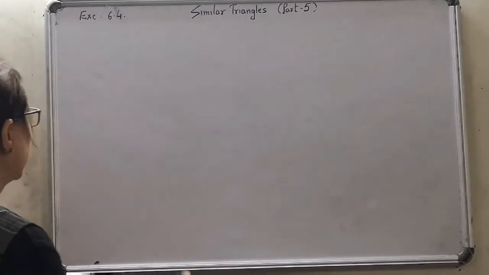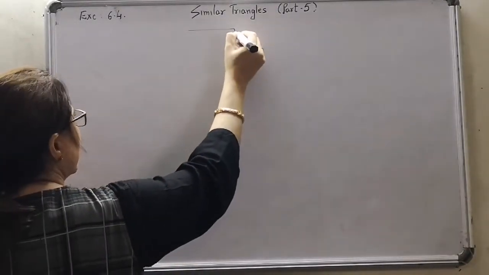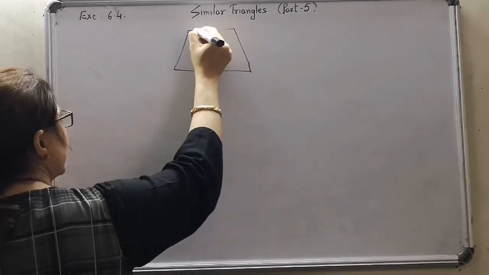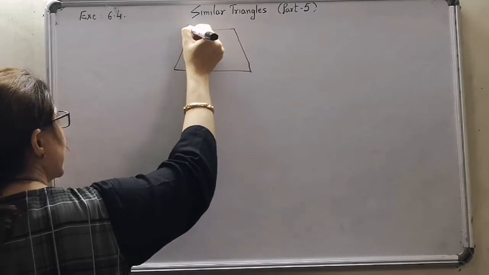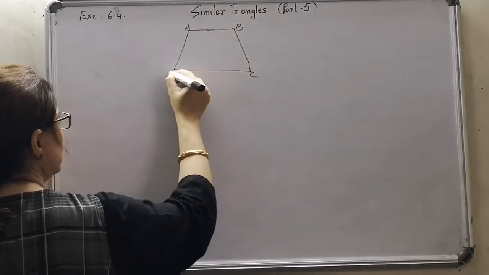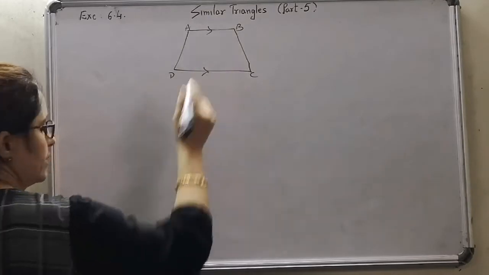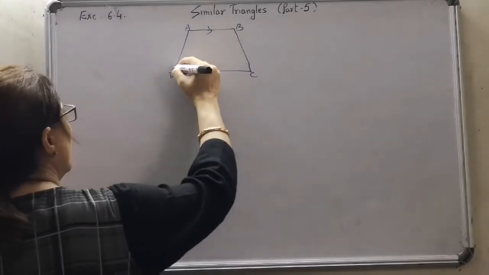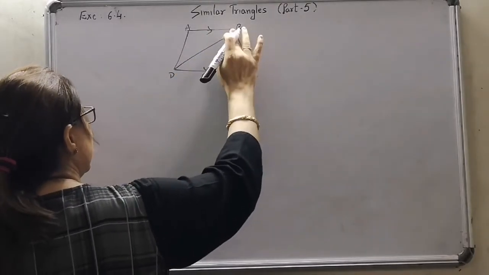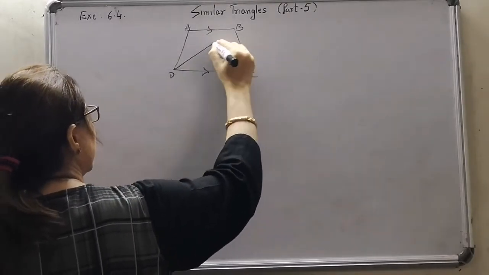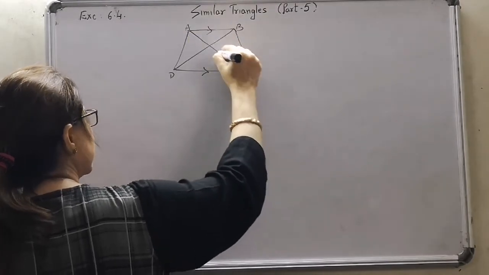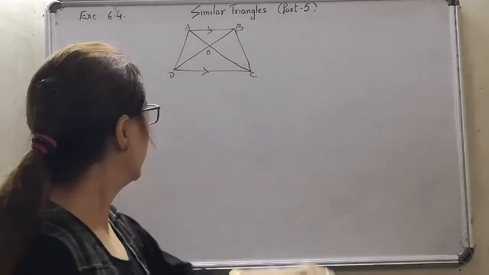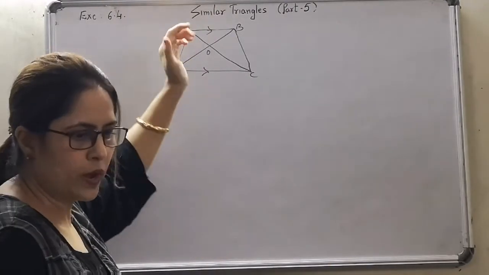First of all, we are going to make a trapezium ABCD. This is trapezium ABCD with AB parallel to DC. The diagonals intersect each other at O, that is, BD and AC are going to intersect at O. And we are given that AB is twice of CD.